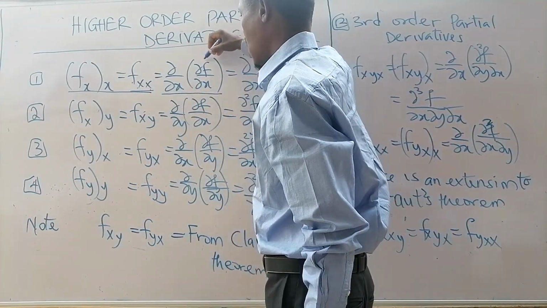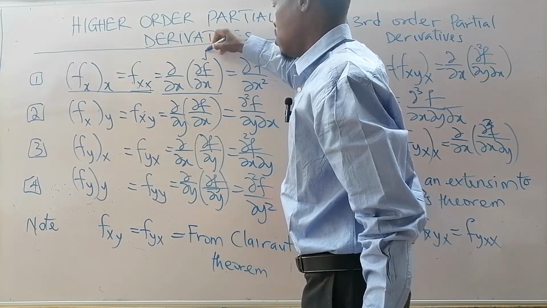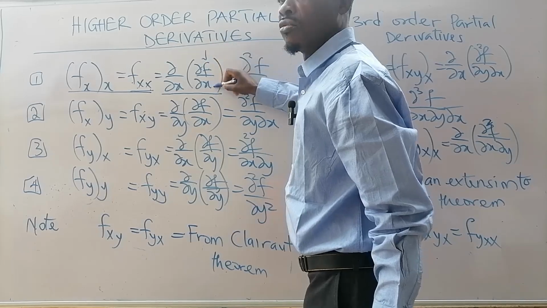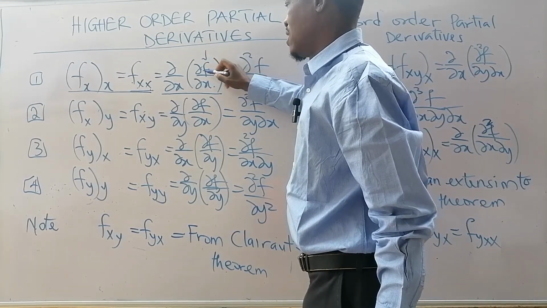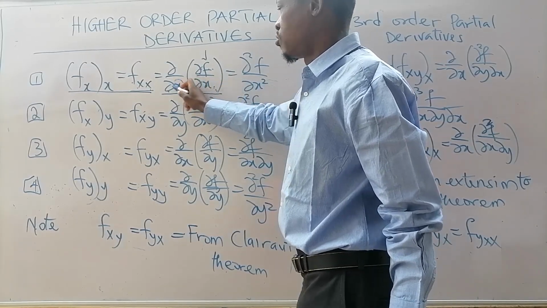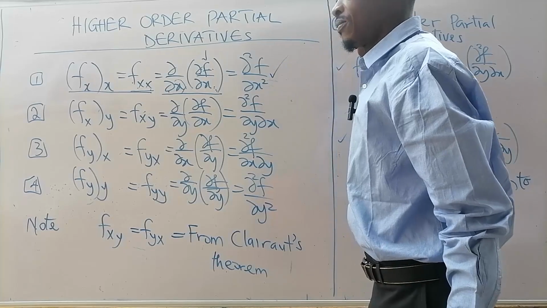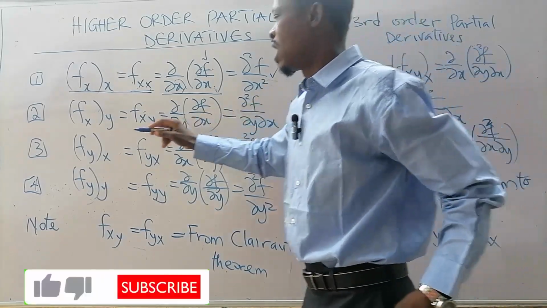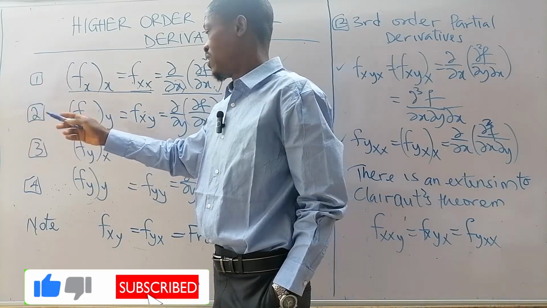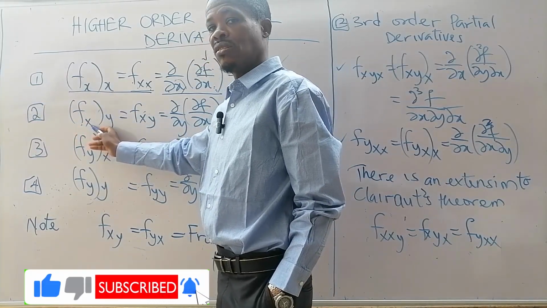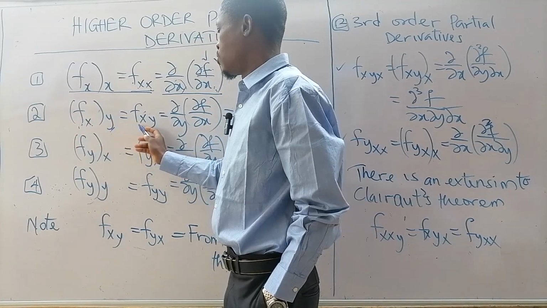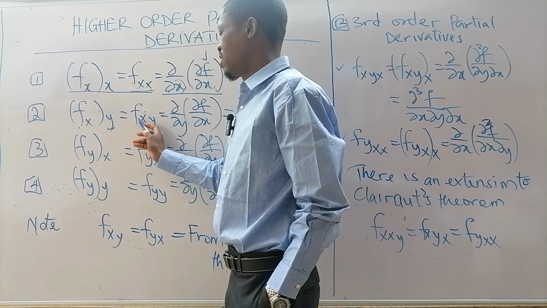That means you have your first order differential. That's a partial derivative of f with respect to x, which is del f del x. You differentiate it again with respect to what? To x, and that will give you this. Then you can also have the first order partial derivative f subscript x differentiated again with respect to y, and that will give you f subscript xy.